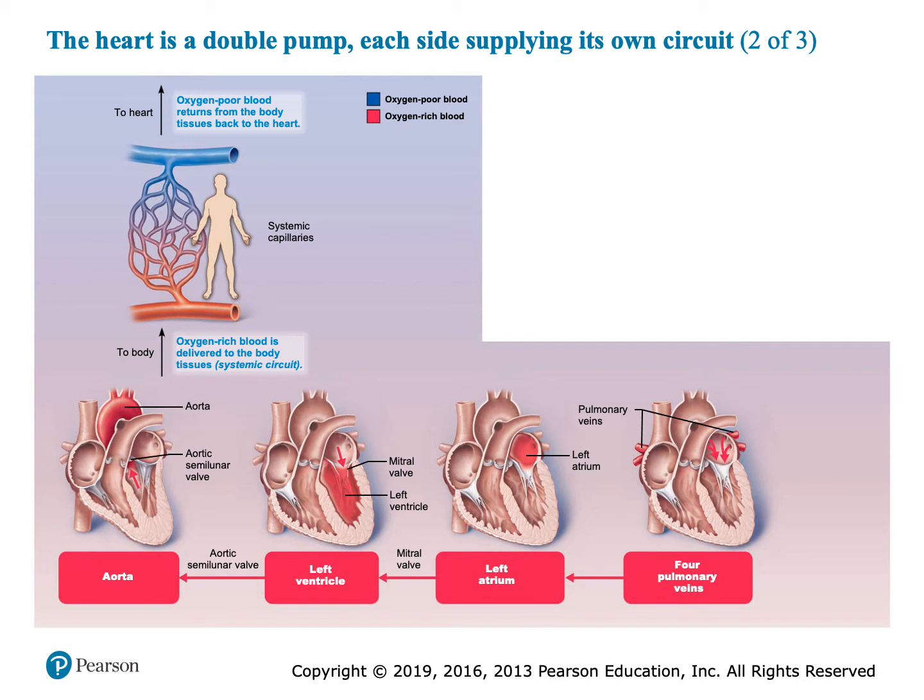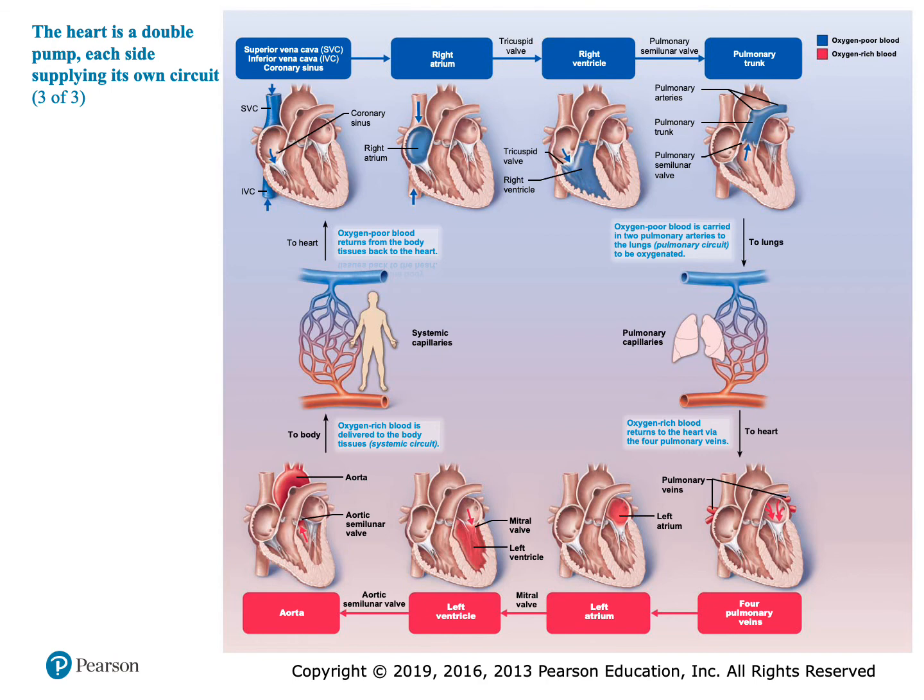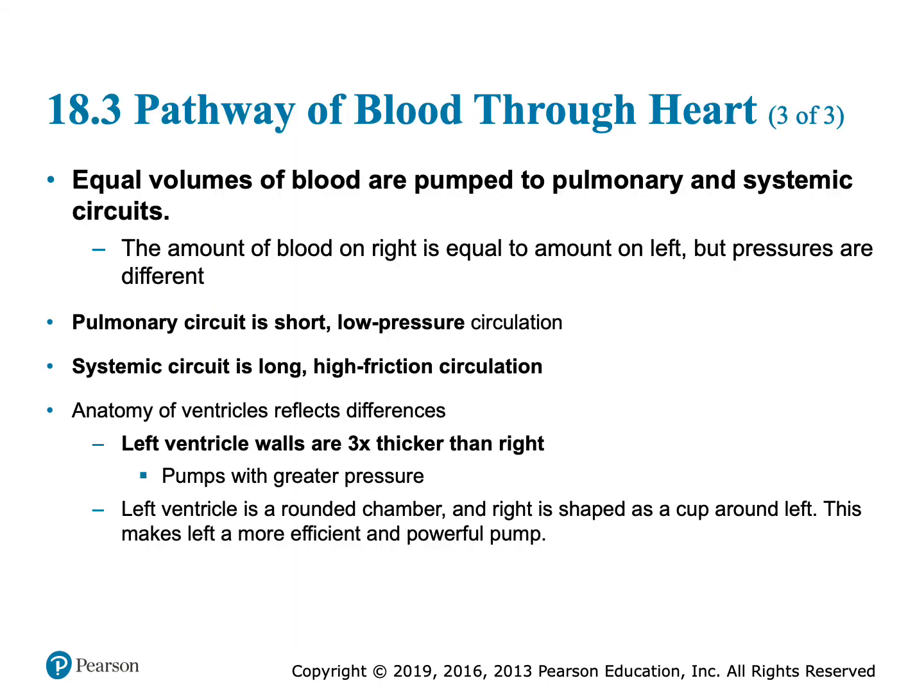Whenever blood is going to the left and the right side, this is all happening at the same time. At the same time the left atrium is getting blood, so is the right atrium. It's always the same amount of blood. In other words, it's a double pump. And here we go: equal volumes of blood are pumped to both circuits at the same time.